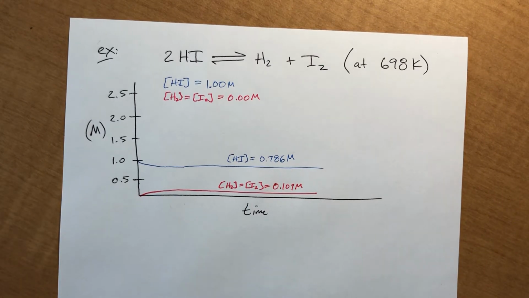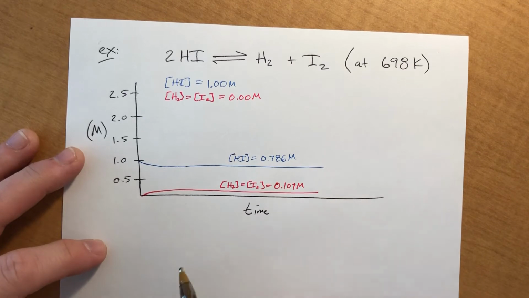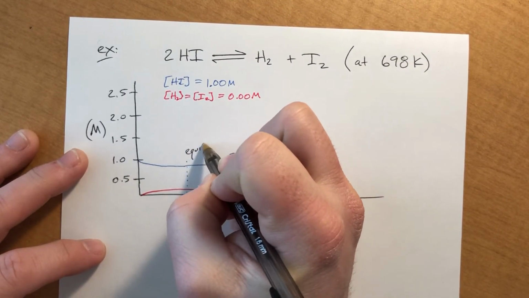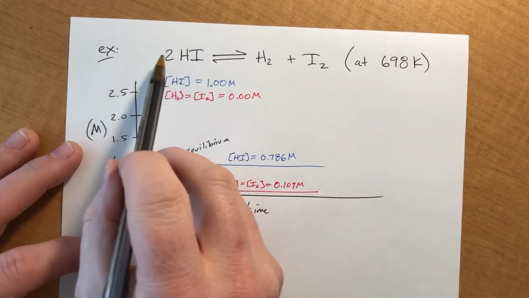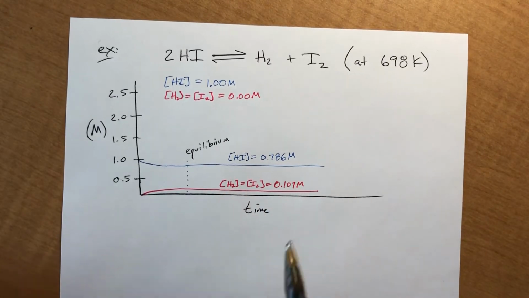concentrations. We define this as it being at equilibrium when the concentration stops changing. I don't know, somewhere around here. My picture's not perfect. And although the reaction is still occurring, the forward rate and the reverse rate are the same, so the concentrations remain constant. That's when we say that we've reached equilibrium. Okay, so if we start with only reactants, this is kind of what it looks like for this particular reaction.